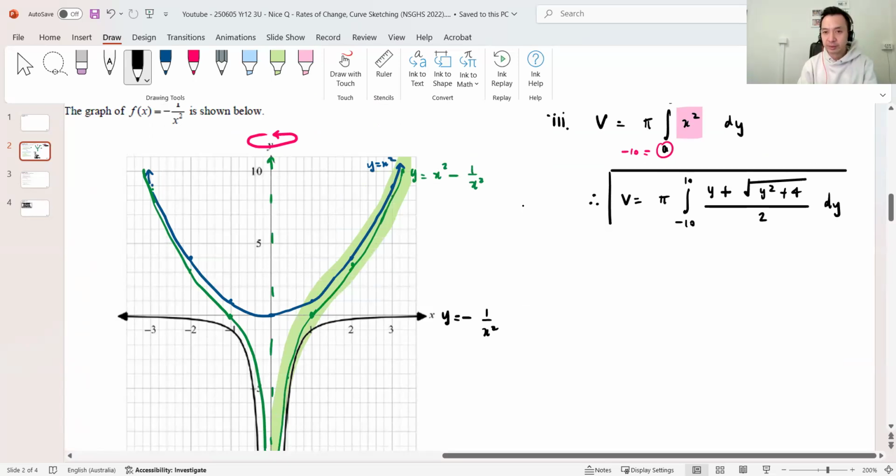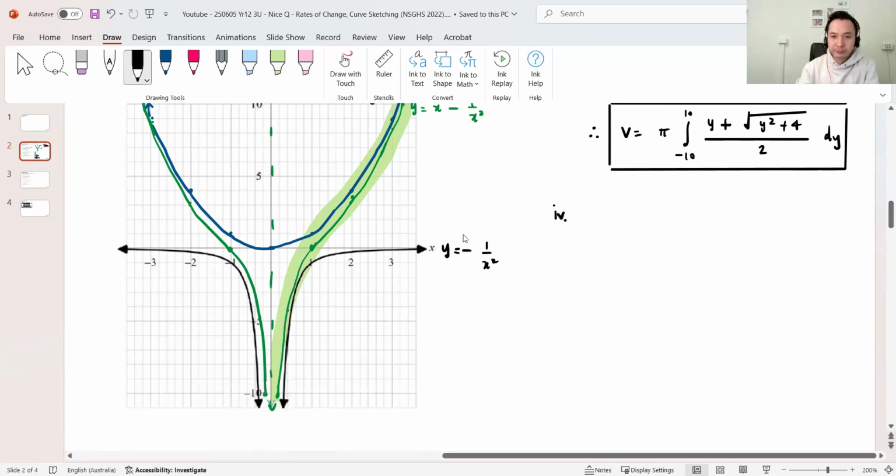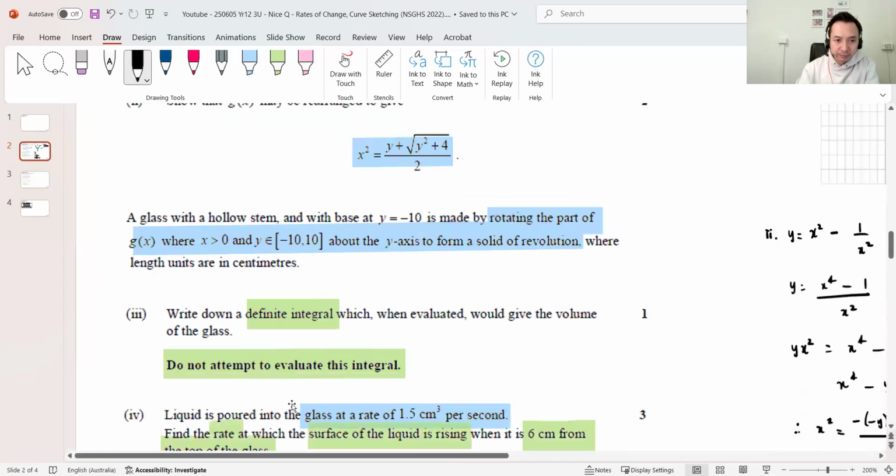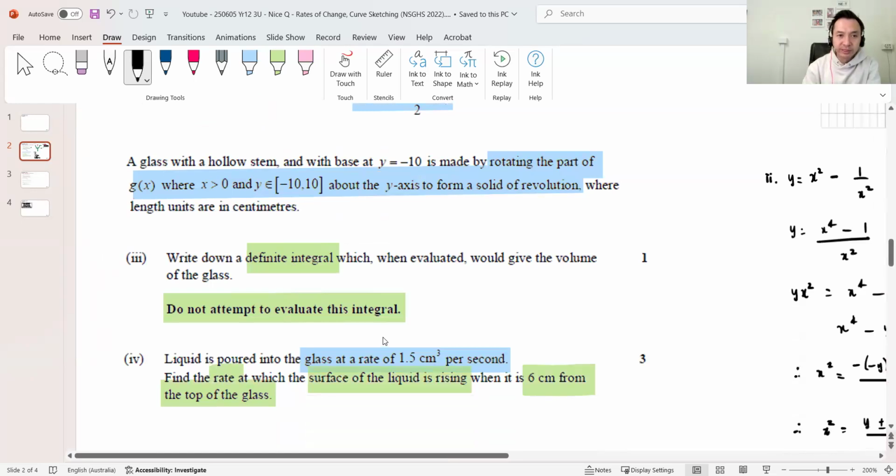Now let me try to do the next bit. The next bit is cool. It's a rate of change question with this story, keeping part 1 and part 3 in mind. So what do they want? Basically, they're saying liquid is poured in, right? So that to me feels like dV/dt equals 1.5 centimeters cubed per second. And it's asking me to find the rate at which the liquid is rising.